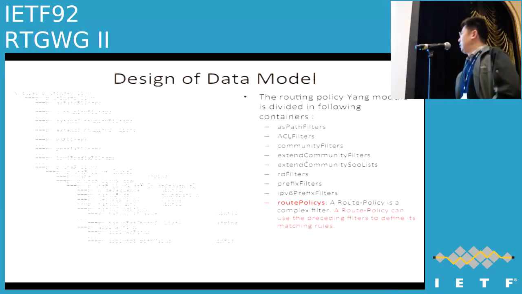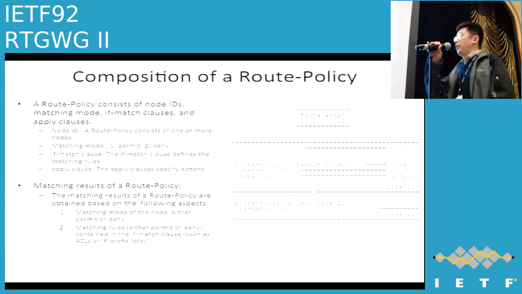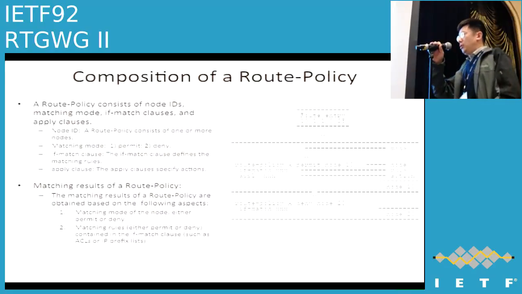Next, please. So in our policy, we basically have a node ID. We have multiple nodes, and in each node we have a match clause and an apply clause. Right now we assign the node ID for each node because its execution has a sequence. We think this list is ordered, and this sequence can be understood clearly.